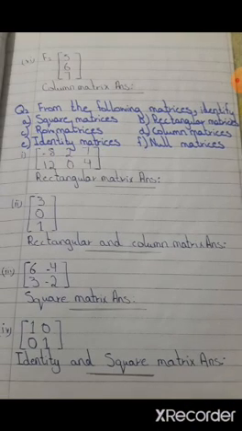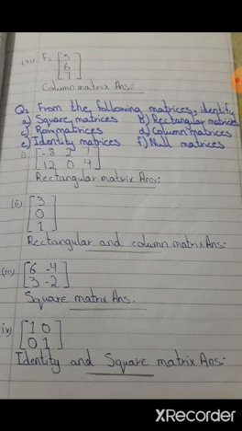Next question 2, you have to identify the square matrices, rectangular matrices, row matrices, column matrices, identity matrices, null matrices. First of all, the matrix is given, it has 2 rows and 3 columns, so it is a rectangular matrix. Next, it has 3 rows and 1 column, so the number of rows and columns are not equal, so it is a rectangular matrix.